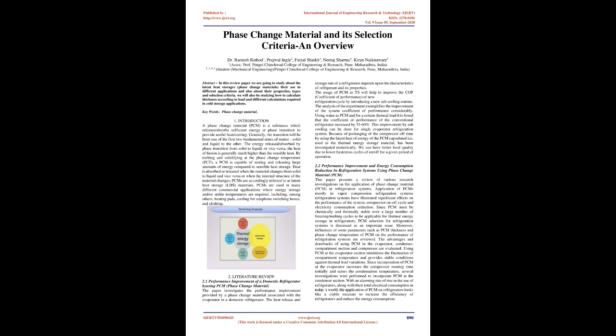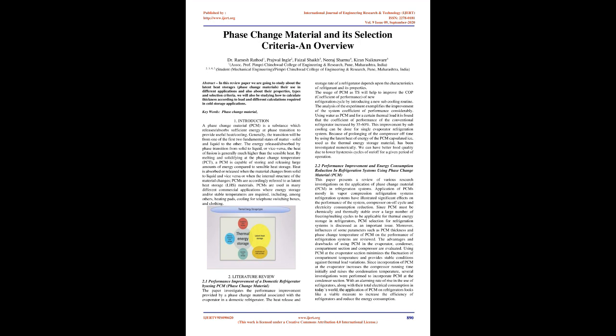Heat is absorbed or released when the material changes from solid to liquid and vice versa, or when the internal structure of the material changes. PCMs are accordingly referred to as latent heat storage, LHS, materials. PCMs are used in many different commercial applications where energy storage and/or stable temperatures are required, including, among others, heating pads, cooling for telephone switching boxes, and clothing.